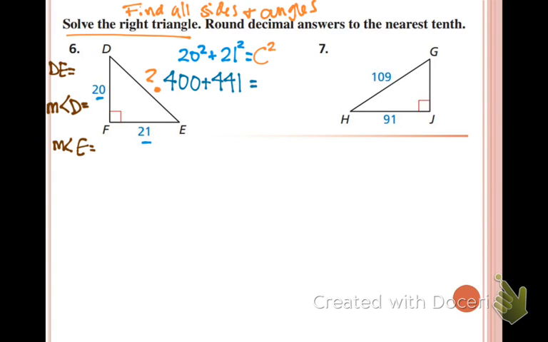441 equals C squared. All right, let's add them together. 400 and 441 makes 841. And then how do I finish solving for C? Take the square root. So C equals 29. So DE equals 29. All right, we move on. Questions on how to find the missing side?